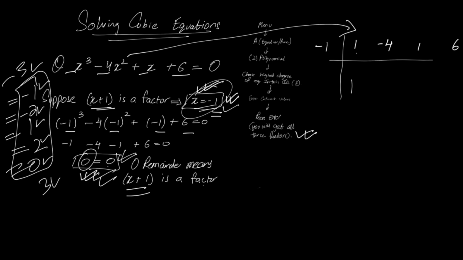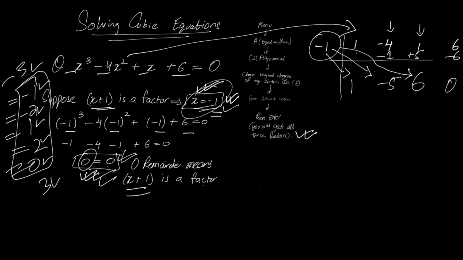You will then multiply the root you found with the first value, and this will give you minus 1. You will write it under the second value. Now you will add these, so this will give you minus 5. Now you will multiply the root with this value, so this will give you 5. So you put 5 here. Now you will add these values and you will get 6. Now you will multiply this with minus 1 and you will get minus 6. You will write minus 6 here and this will give you 0.